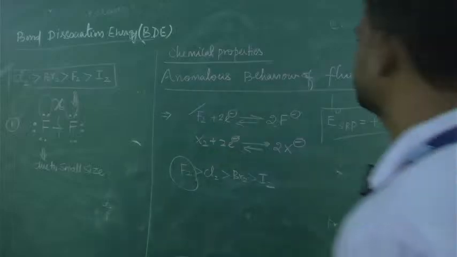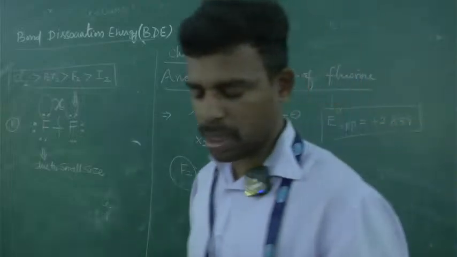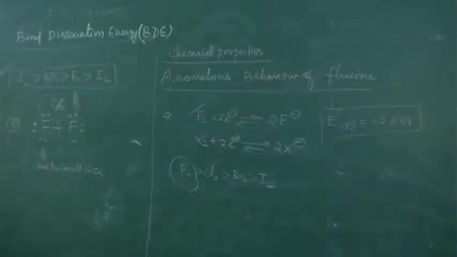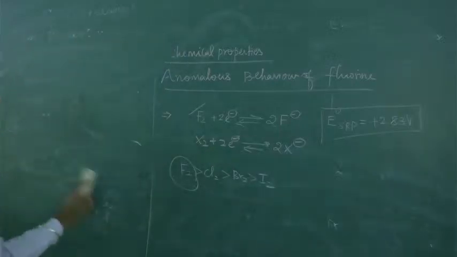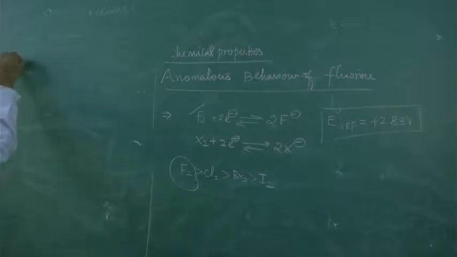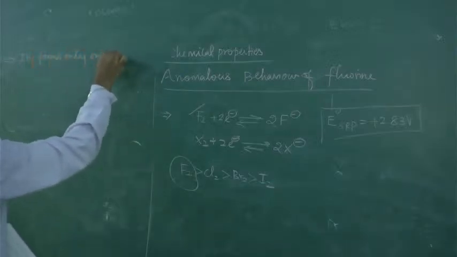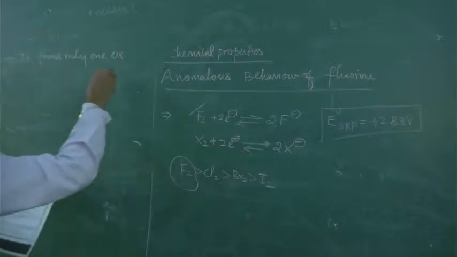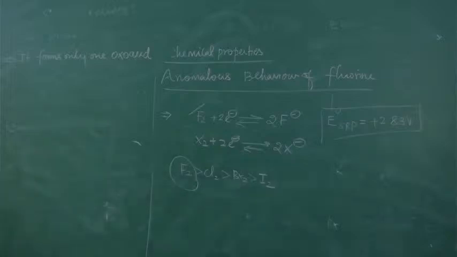Second point: it forms only one oxo acid. Small size and strong bond formed by it. The next point is that it forms only one oxo or oxy acid. It forms only one oxo acid.